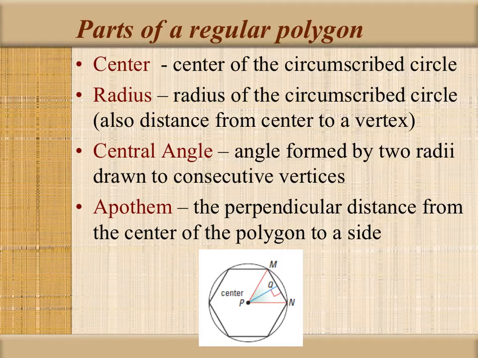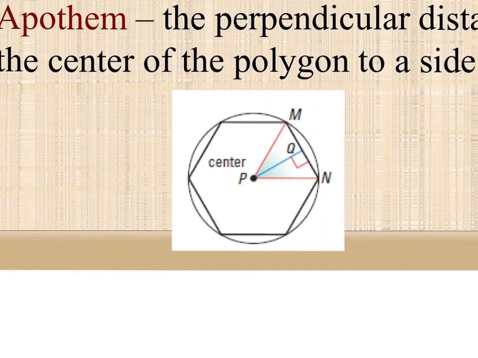And I'm going to talk about the picture here momentarily. All right, so let's zoom in here. So this is a hexagon that is inscribed in my circle. I have center point P. I have some radii here, and they're the red lines. So the radii are PM and PN. These would be radii. My apothem is the blue line.